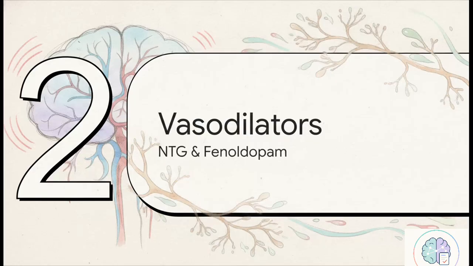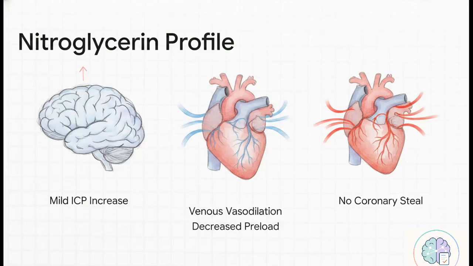Section 2, vasodilators. For this group, we're focusing on nitroglycerin and fenoldopam. Entering vasodilator territory means we have to be incredibly mindful about hazardous impacts on intracranial pressure. Unlike our calcium channel blockers, nitroglycerin does raise ICP. Now, it raises it less than nitroprusside does, but it's still a very real concern for a neuro patient.